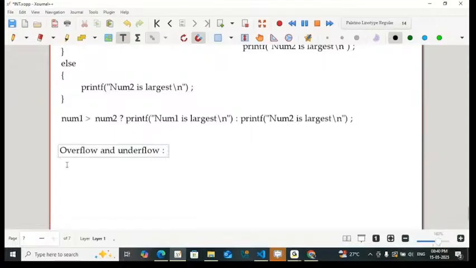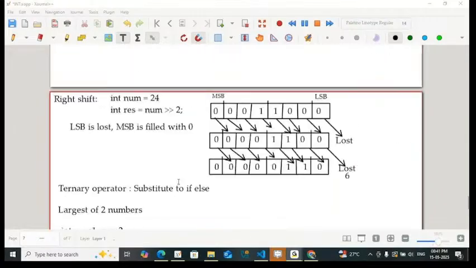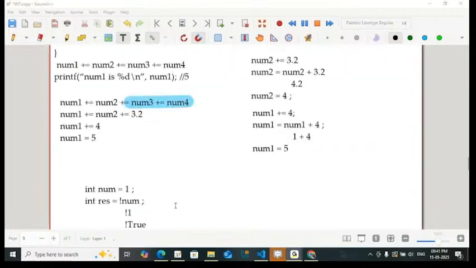Okay. So one last topic for today, we have overflow and underflow. Do you remember the range of short integer? What is the minimum value you can store? What is the maximum value you can store for short integer? So I'll take it from here.